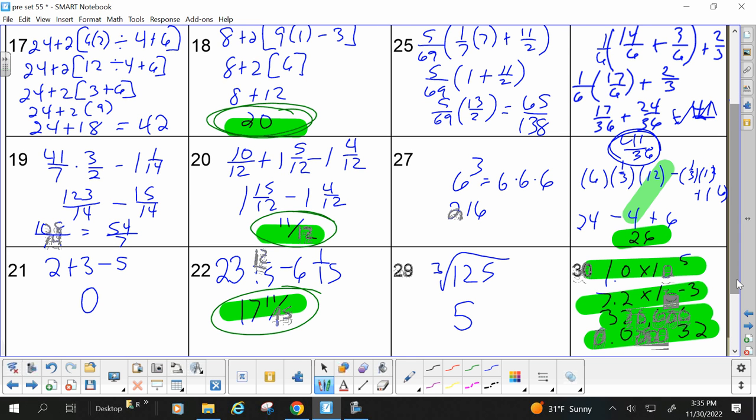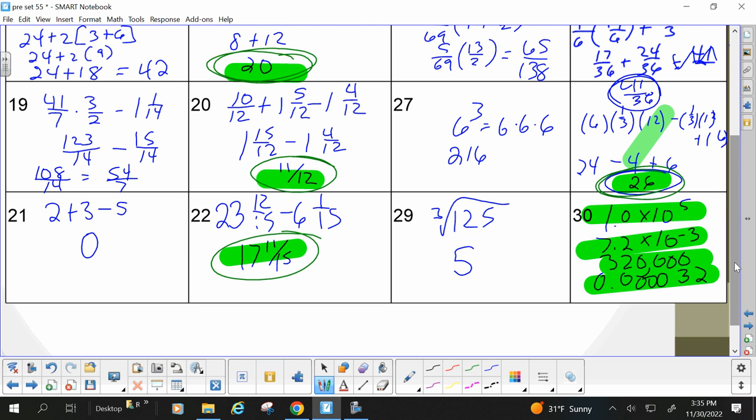Number 28 is 26. 26 and 30, 4 answers: 1.0 or 1 times 10 to the 5th, 7.2 times 10 to the negative 3rd, 320,000, and 32 millionths, which is 0.000032.